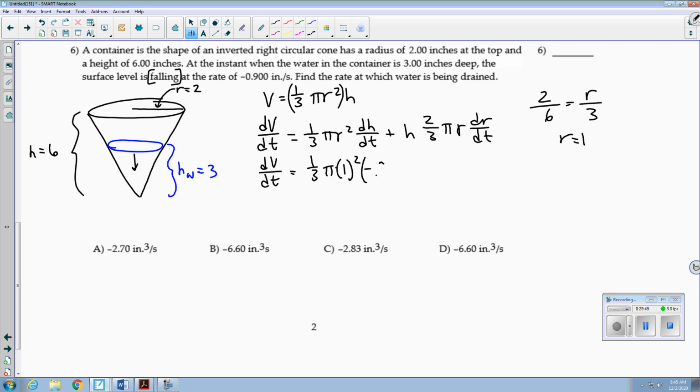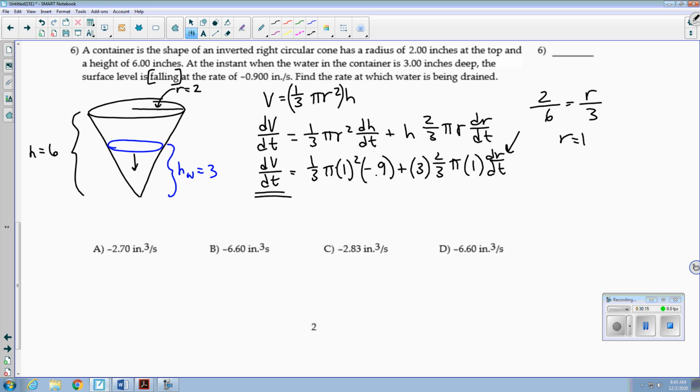dh/dt we know is negative 0.9, plus the height given 3, 1. What's the rate of change of the radius? Well, that is not given to us. So there's a problem, because I have to find dV/dt, and that is dependent on me knowing dr/dt. So I do not know that. But we can go back.